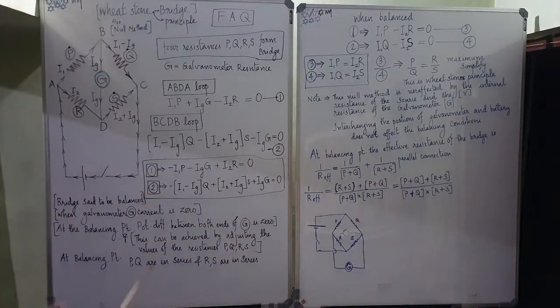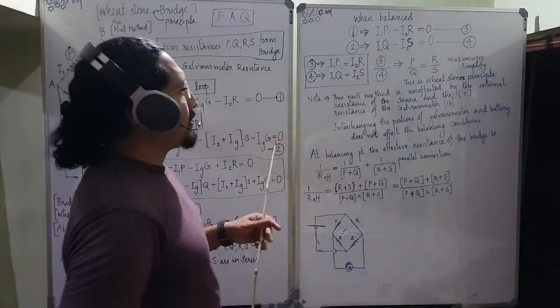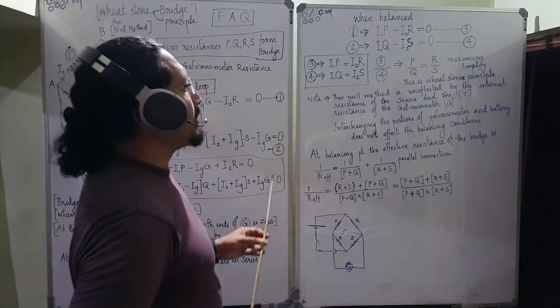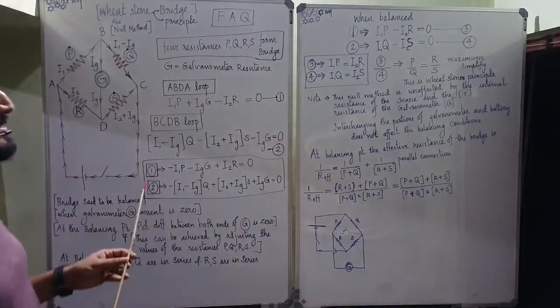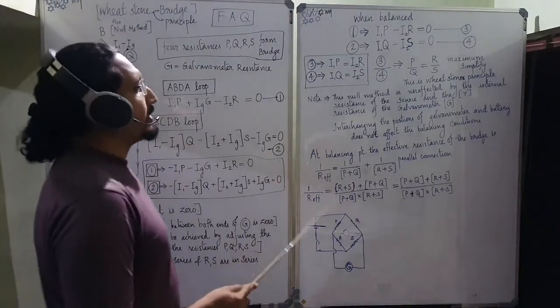You can score full marks. By now you have known the basic points. A balancing condition is there: potential difference 0, current equal to 0, achieved by adjusting the resistances, the PQ series and the RS series. Now some more points which I have to say. This null method is unaffected by the internal resistance of the source. The source is a battery. This null method is unaffected by the internal resistance of the battery and the resistance of the galvanometer. Write it there like that.